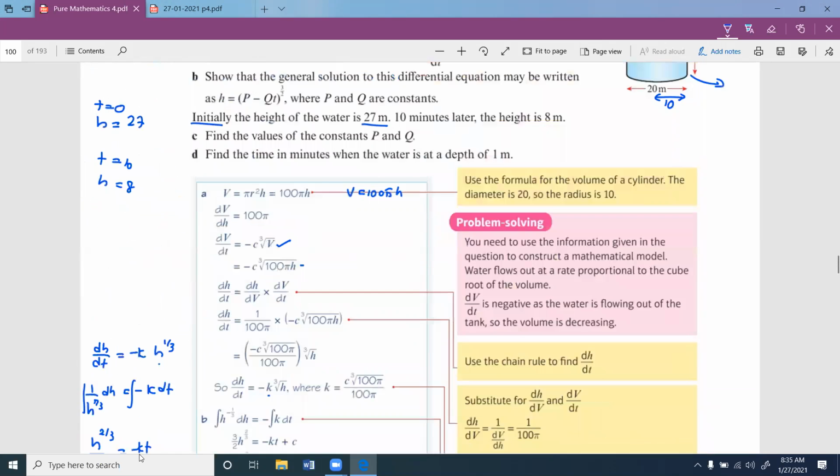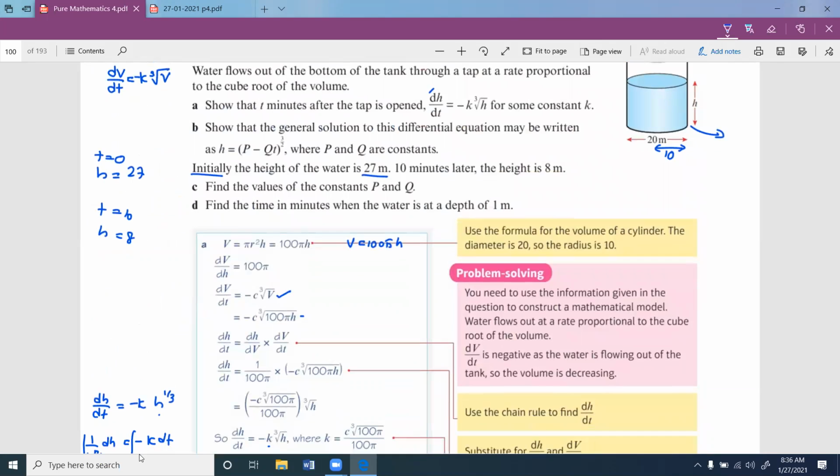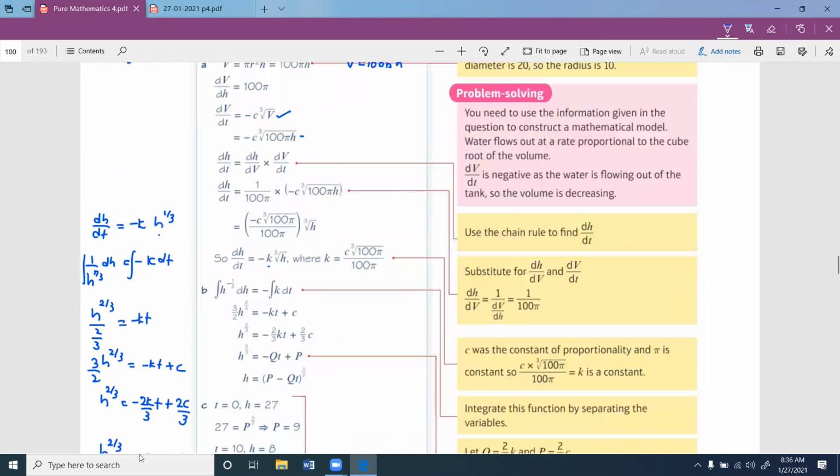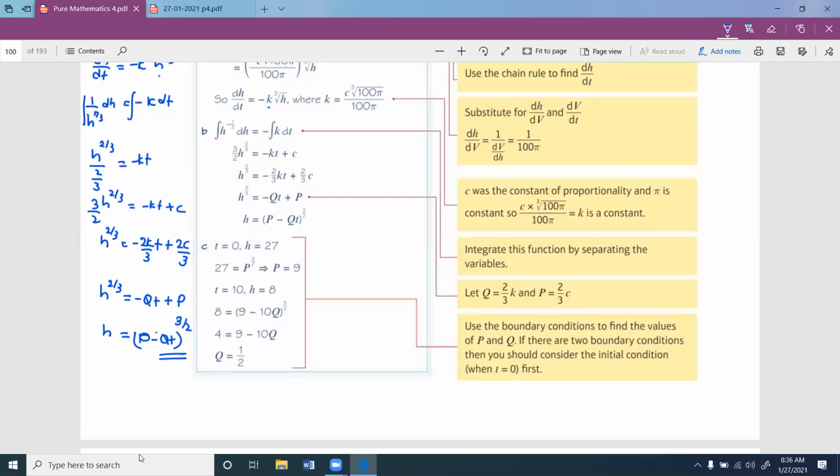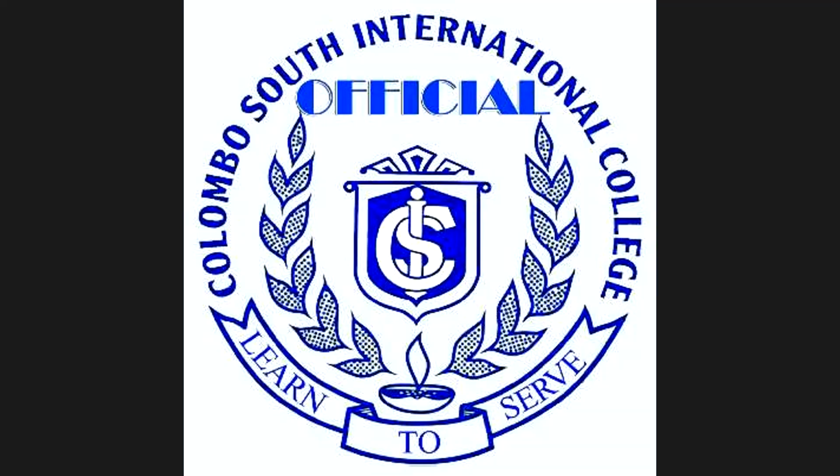The last part is to find in terms of minutes when the water depth is 1 meter. After forming P and Q, it's already given here. So with that you can get the equation h equals P is 9, minus Q, Q is 1 over 2, times t, whole thing to the power 3 over 2. Then find the time where h is 1 meter. So you can replace h with 1 over here and you can obtain the value for t. So that is a way of formulating this kind of an equation.